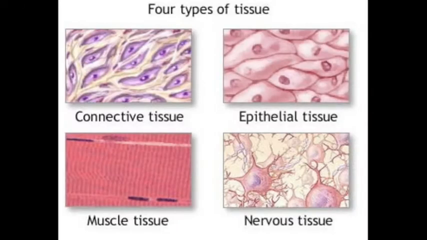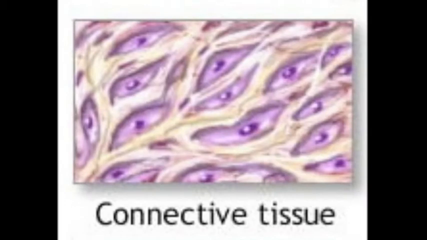Tissues are groups of cells similar in structure and function. There are 4 types of tissues: connective, epithelial, muscle, and nerve. Connective tissue is made up of cells and fibers and a jelly-like ground substance. The major functions are binding and support, protection, insulation, and transportation.